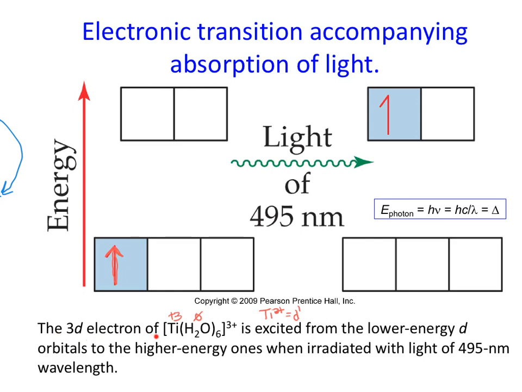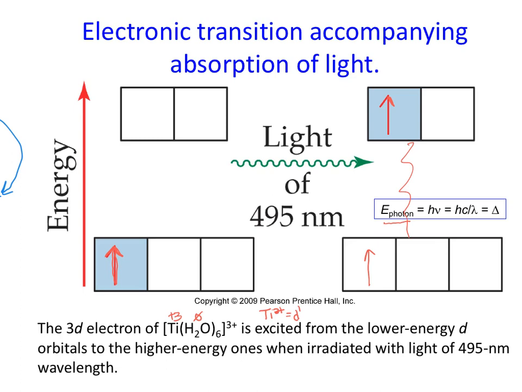So the 3d electron of hexaaqua titanium(III) is excited from the lower energy d orbitals to the higher energy ones when irradiated with light of 495 nanometer wavelength. So you apply energy of a specific wavelength, the electron gets excited and promoted to a higher energy. It's not as stable at that higher energy, so it will go back down to a lower energy, and when it gets back down, it will release energy in the form of light. And again, this is our Chem 101 equation.